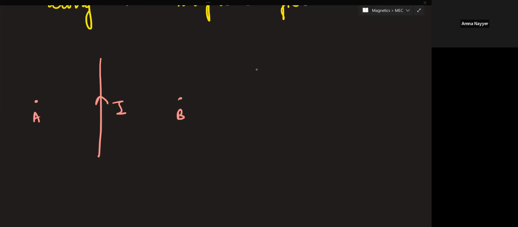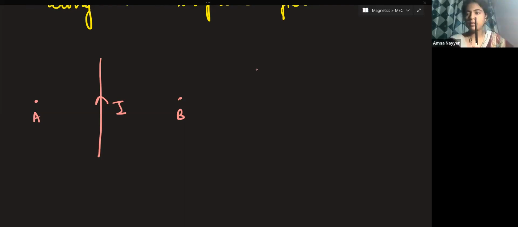Now let's discuss this. See, this was the current. Just place your thumb along the current direction. Fatima, point B is given, you don't have to choose between A and B. What was the question, Fatima? The question was whether the magnetic field is going inwards or outwards.